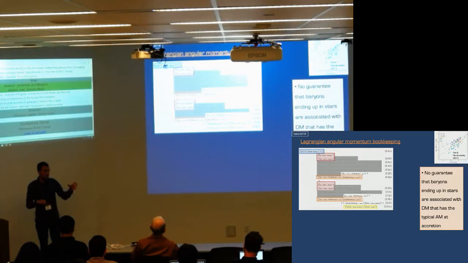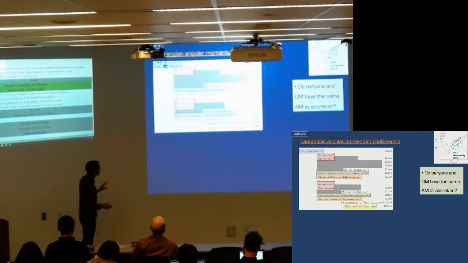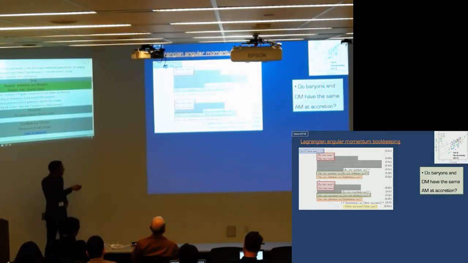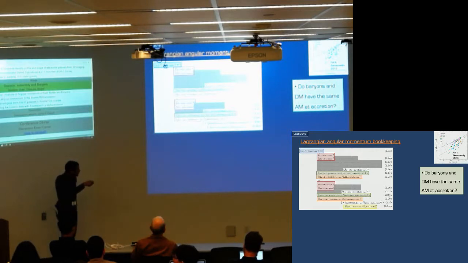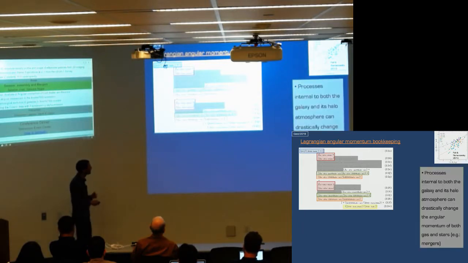But the dark matter or the baryons that will become stars are not necessarily a fair representation of all the baryons in the initial region. So this may not be 1. Then we have the question of what is the actual angular momentum of the baryons versus the actual angular momentum of the dark matter when they accrete. And there are indications this may not be 1 either.